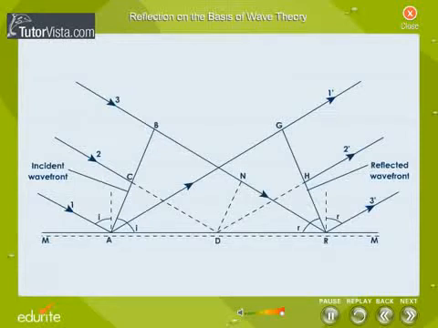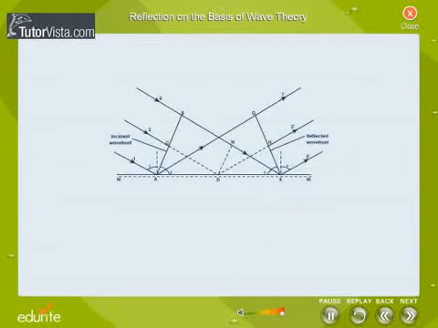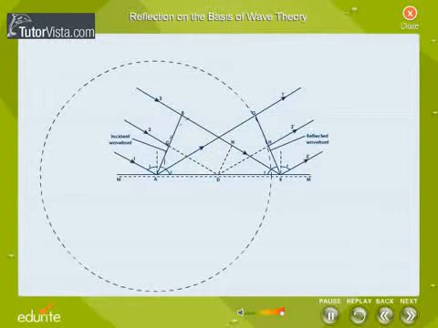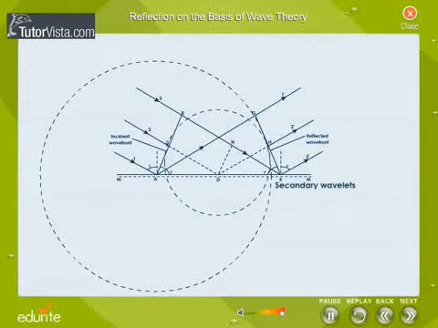Similarly, when the wavefront strikes the surface mm at D, B reaches N. By the time N strikes R, a secondary wavelet of radius DH is produced such that DH is equal to NR. With points A and D as centers, circles of radii BR and HR respectively are drawn. These circles represent the secondary wavelets.